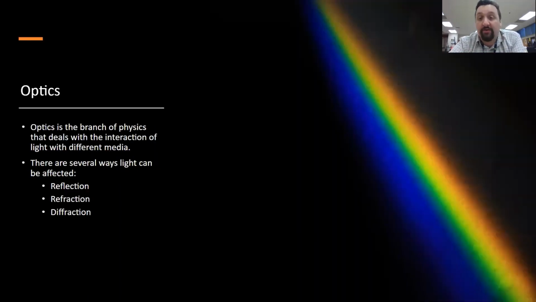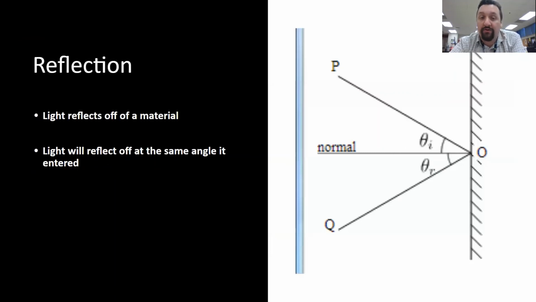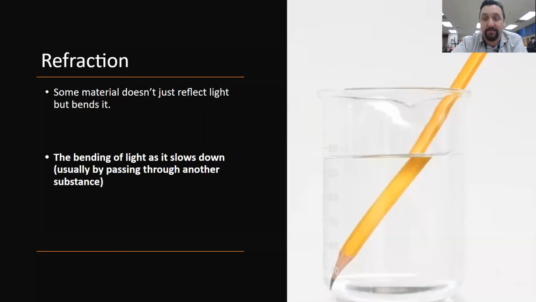Optics. Optics is the branch of physics that talks about how light is affected by different media. And there are 3 different ways we can affect light. We can reflect it, we can refract it, or we can diffract it. Reflection is something we've already talked about. Light bounces off something. When you see a color, you see light bounced off that object to you. That is reflection. Light, by the way, always bounces off at the same angle it impacts something at.